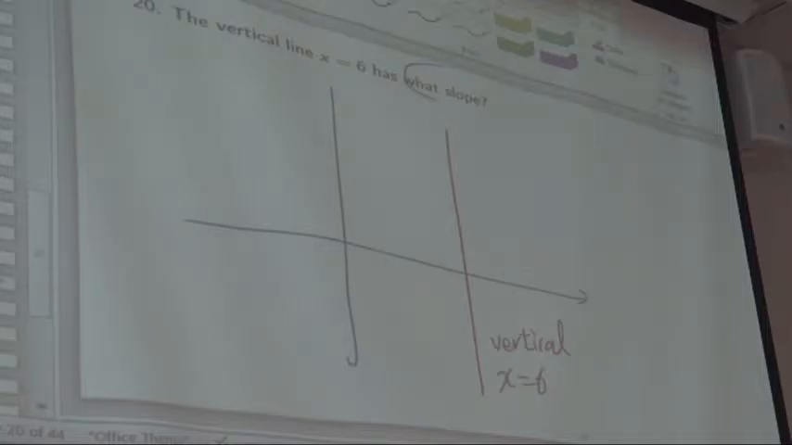What is the slope? For the horizontal line, the slope is equal to 0, right? Because the steepness is equal to 0. How about the steepness of this? It is undefined, which is actually infinity. For infinity, we say undefined. So the vertical line has no defined slope, which is undefined slope.